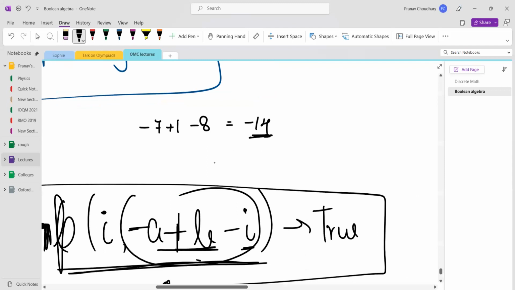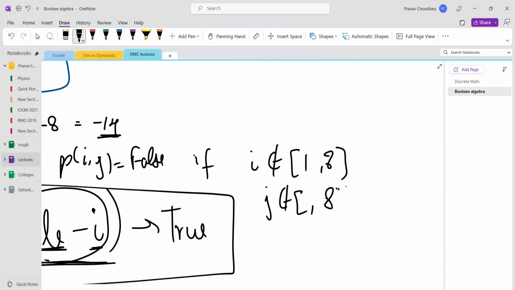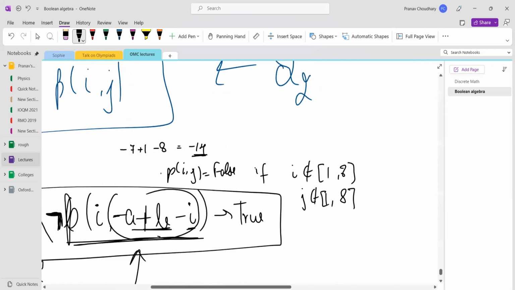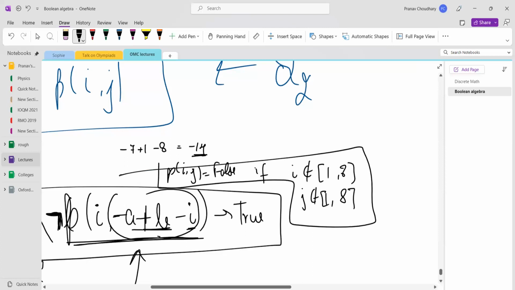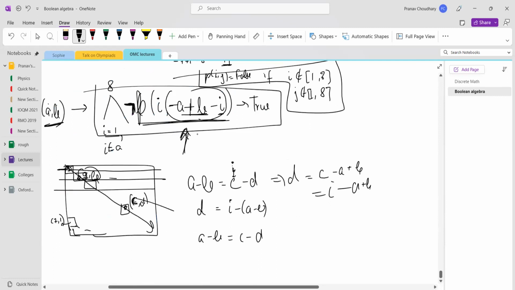So what do we do? We can just assume that p of (i, j) is false if i is not in the range 1 to 8 or j is not in the range 1 to 8. If we assume this, then everything is just good. And this is a valid assumption. We are not altering our things. So we take care of this overflow as well. Is this clear?